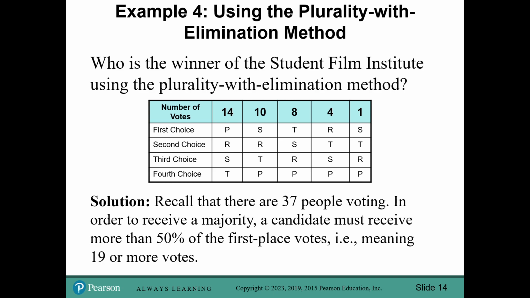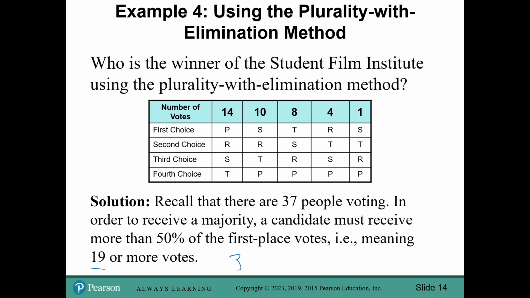Okay, well, right now as it sits with no adjustments here and no eliminations, Paul would be the winner, but because there are 37 people voting, in order to receive a majority, the candidate must receive more than 50% of the votes. This means that the candidate must score 19 or more votes. Now, how did we get that?